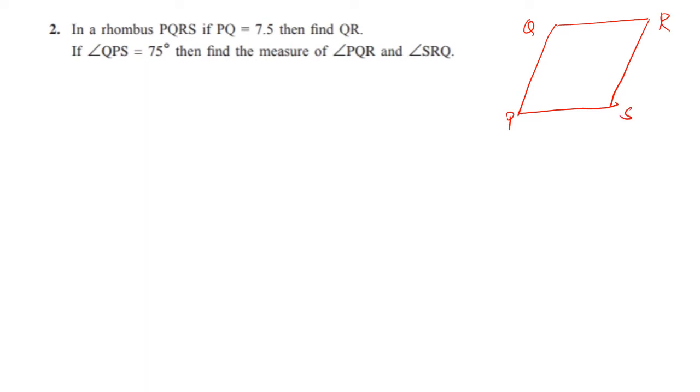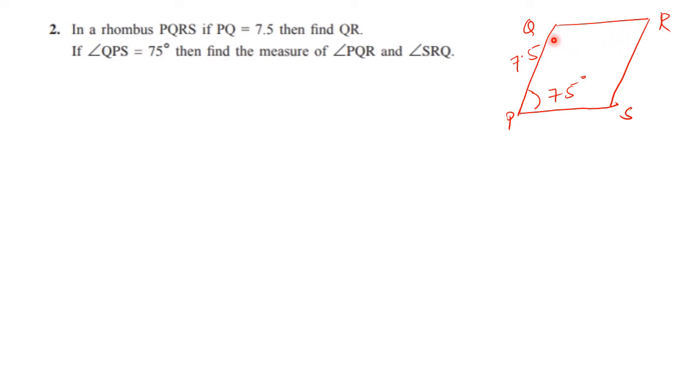PQRS. They have said that angle QPS is 75 degrees, and PQ is 7.5. We need to find out QR, and we need to find out angle PQR and angle SRQ. Now PQ is equal to QR because they are sides of the rhombus, so they are equal.